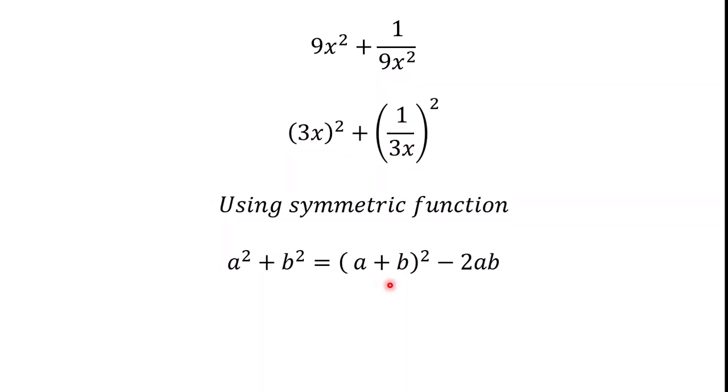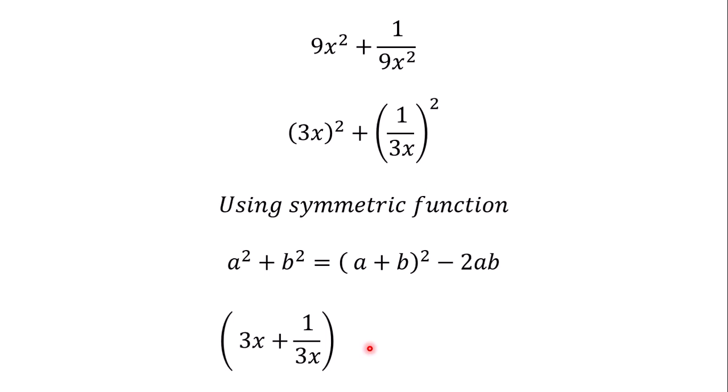Okay, so let's rewrite using the function. So this is how it's going to look. This a here is representing this 3x here, and this b is representing the fraction here. And when you come here, the same thing is applied. Here is ab, so you're going to have 3x times this one here.